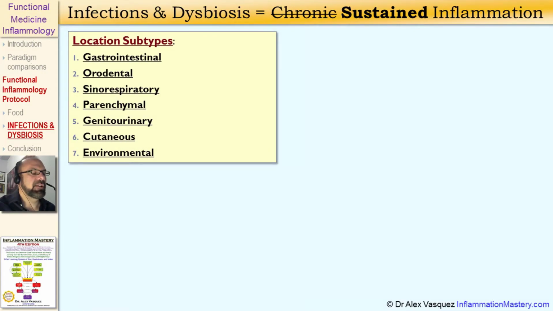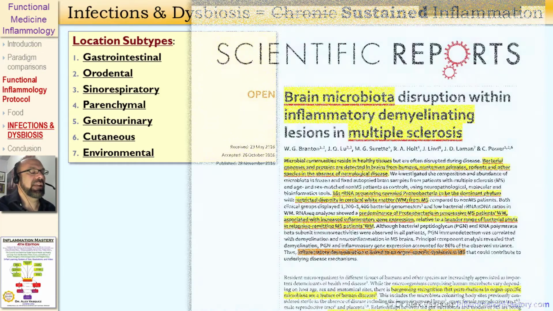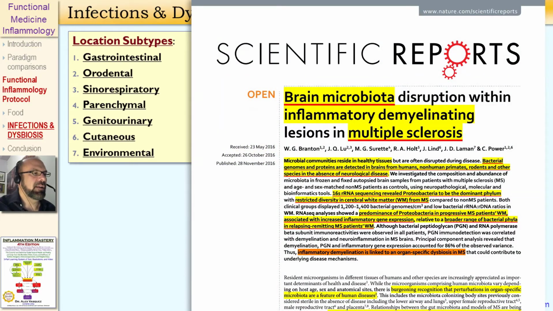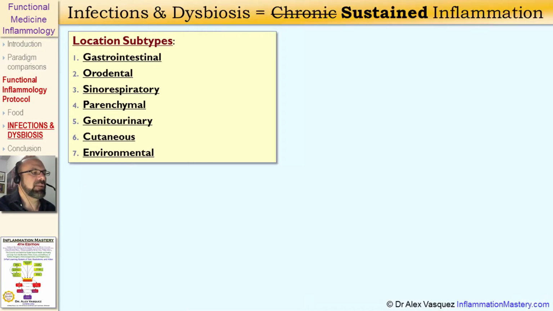Dysbiosis occurs in various locations throughout the human body, including the gastrointestinal tract, orodental cavity or the mouth and throat, sinorespiratory tract, parenchymal. So now we see evidence for microbial dysbiosis, for example, in internal organs, including the brain, genitourinary tract, cutaneous, which means dysbiosis on the skin, such as we see in patients who have eczema, and also environmental exposure to microbial molecules can also trigger systemic inflammation.